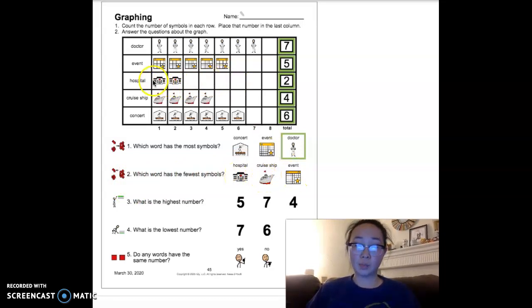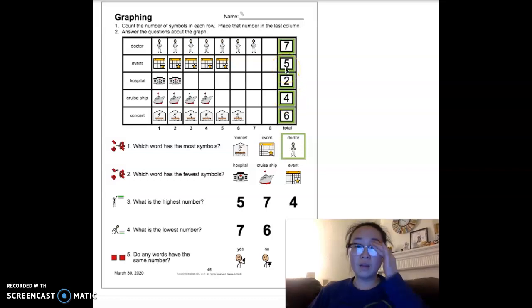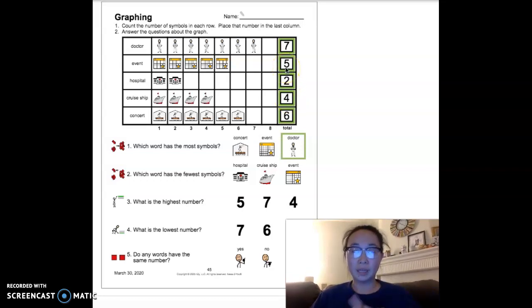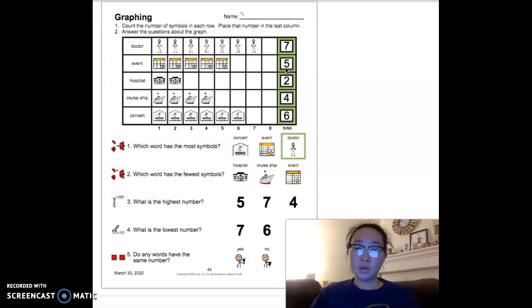So let's look at that. We have hospital, which has 2. We have cruise ship, which has 4. And we have event, which has 5. So our numbers that we're looking at are 2, 4, and 5. And so our fewest is which one? I'll give you a moment. So our fewest icon is hospital because there's only 2, whereas we have 4. You see all the extra ships we have compared to hospital, and events, which is the most out of those 3. So the answer is hospital.